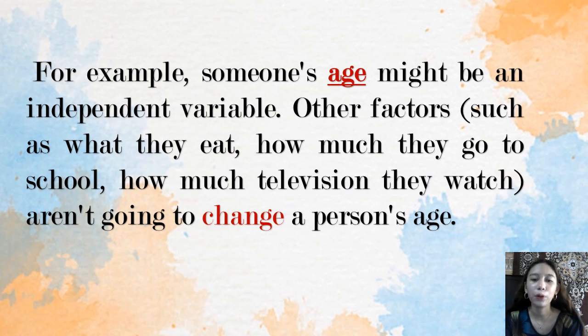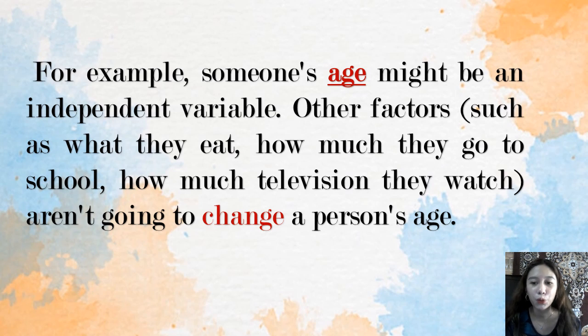For example, someone's age might be an independent variable. Other factors such as what they eat, how much they go to school, how much television they watch are not going to change a person's age. In fact, when you are looking for some kind of relationship between variables, you are trying to see if the independent variable causes some kind of change in the other variables, or dependent variables.